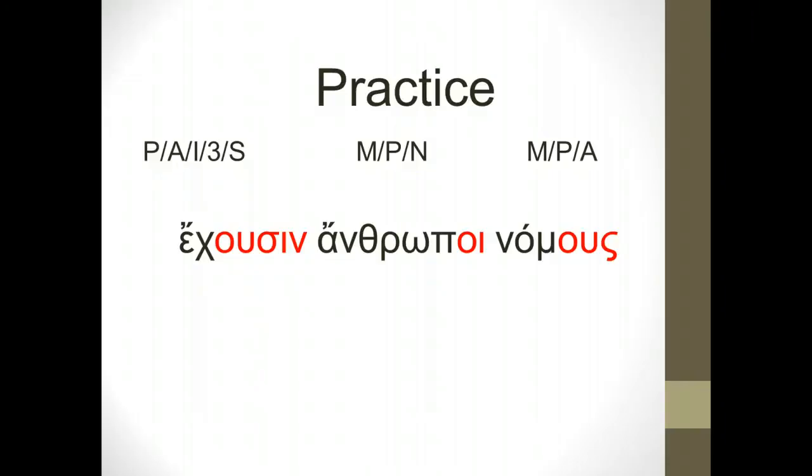Akousin anthropoi namus. Akousi, of course, comes from echo, our present active indicative third person singular verb. Anthropoi comes from anthropos. That oi tells us that it is the plural nominative. And namus, coming from namas, tells us that it is masculine. And the us tells it is plural accusative. And so, knowing that anthropoi is the subject, we have our verb and our accusative. It is men have laws. And that's what my translation is there. So, did you get that? If not, maybe you should pause and relook and see if you can figure out what you did wrong.